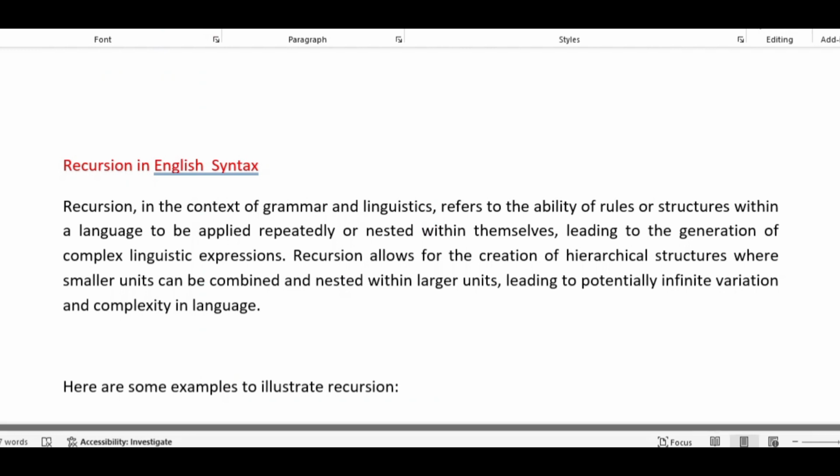Recursion allows for the creation of hierarchical structures where smaller units can be combined and nested within larger units, leading to potentially infinite variation and complexity in language.